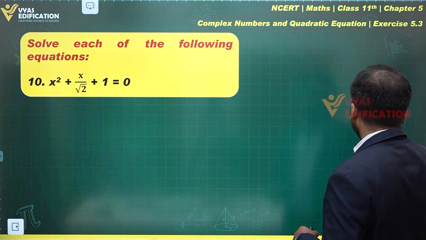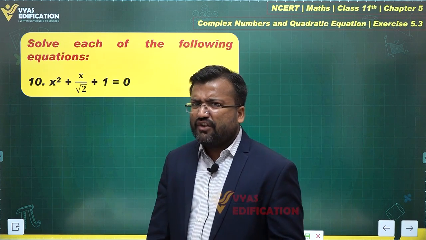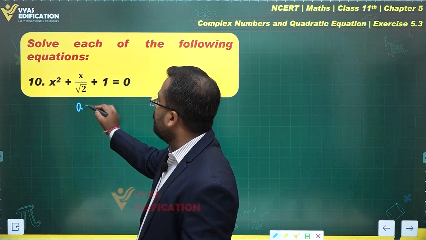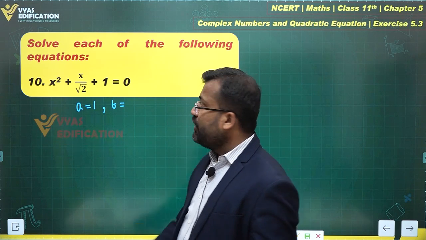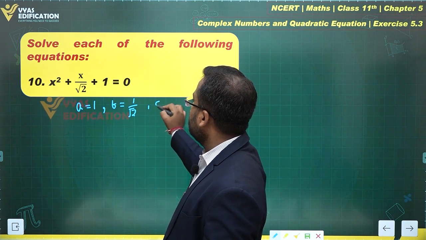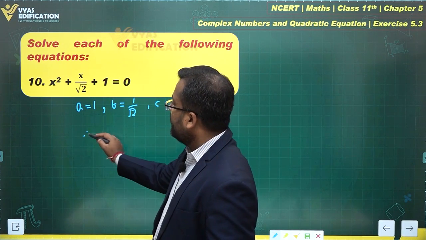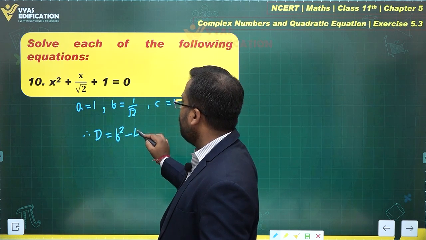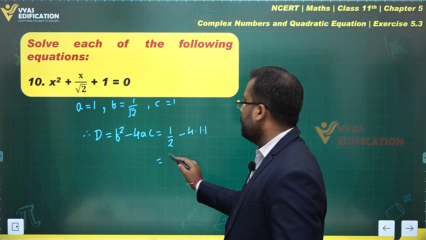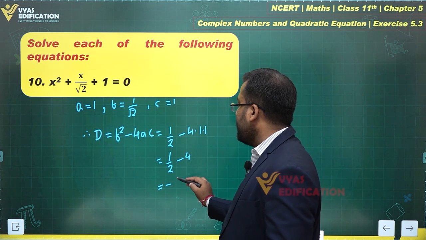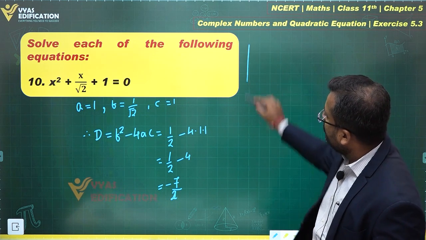X square plus x upon root 2 plus 1. What are we supposed to do in this case? Let's note the values of A, B and C once again for solving. A equals 1. B equals 1 upon root 2. The coefficient of x is 1 upon root 2, which is the value of B. C equals 1. Therefore, we can easily find D, which is B square minus 4AC, which is equal to 1 by 2 minus 4 into 1 into 1. What is that? 1 by 2 minus 4, which is minus 7 by 2. Can you please note that? This is minus 7 by 2.